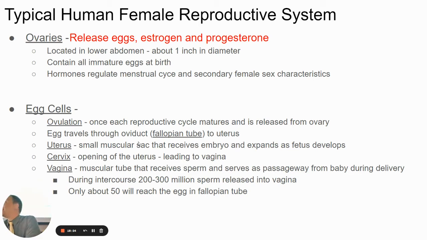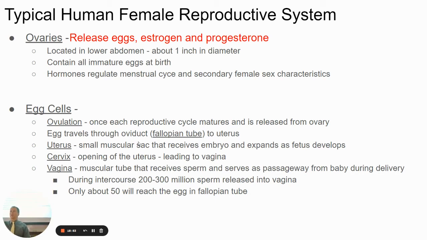Yes, the eggs are actually there at birth. No new eggs will be produced in the ovaries throughout a woman's lifetime. They're there already. But what happens is eventually at puberty, they start to mature one or maybe two at a time. So they're in there from birth, all of the eggs that'll be in the ovaries ever. So the ovaries release those eggs.